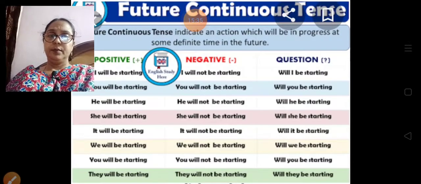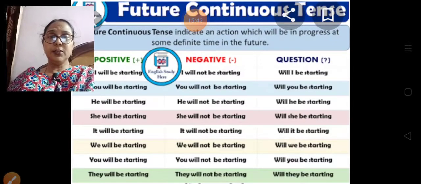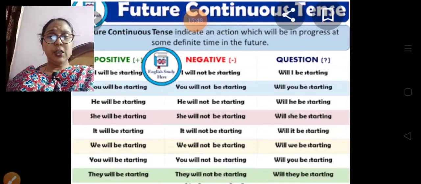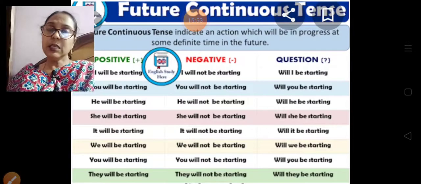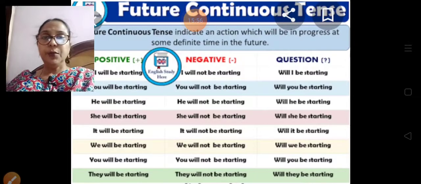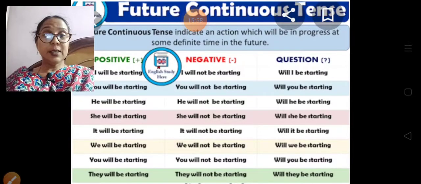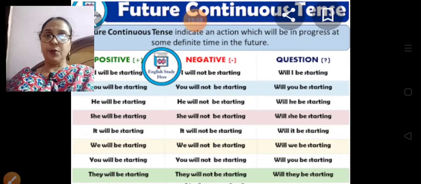So, he will not be starting. She will not be starting. It will not be starting. Or she will not be doing her work. So, these are the examples of future continuous tense in the negative form.